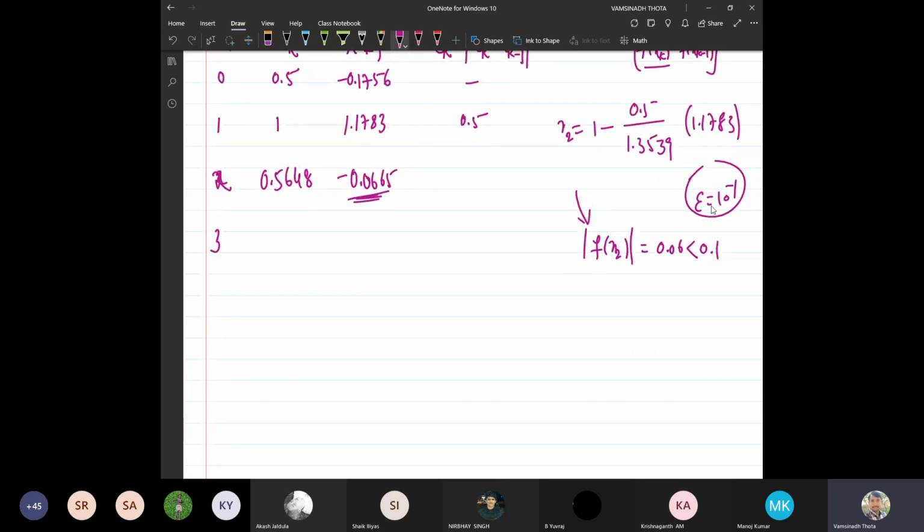The lesser the error tolerance, the accuracy will be high.